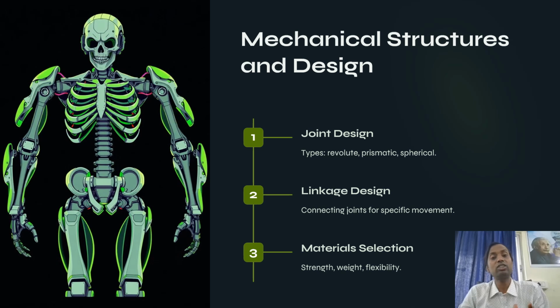Then the mechanical structure and design. In this robotic system, so many joint designs are required, linkage design is required, and when we create the robotic parts, material selection is a very important thing. Joint types are revolute, prismatic, or spherical. Linkage means connecting joints for specific movement. And when we select the material, obviously the strength of the material, the weight of the material, and the flexibility of the material should be considered.